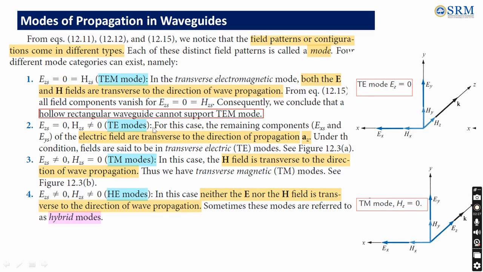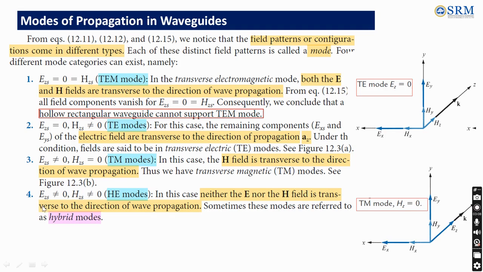The next mode is the transverse electric mode, where Ez is zero. That means the component of electric field along the wave propagation is zero, but the magnetic field will be present along the wave direction. Other components will be there as they are along the X and Y directions. Coming to the transverse magnetic mode, it is just the opposite. That is, the magnetic field along the direction of wave propagation is zero, that is Hz is equal to zero, whereas the electric field along the wave direction, Ez, will be present, and the remaining components will be there as they are.